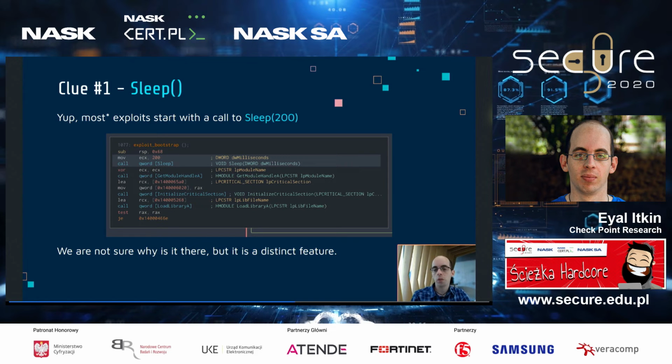At a certain point in our research, when we found a new exploit, we went to the beginning of the exploit and looked for a call to sleep. If we found sleep, we knew it's a Volodya sample, and then we looked for more artifacts just to be sure. So we start with a sleep.